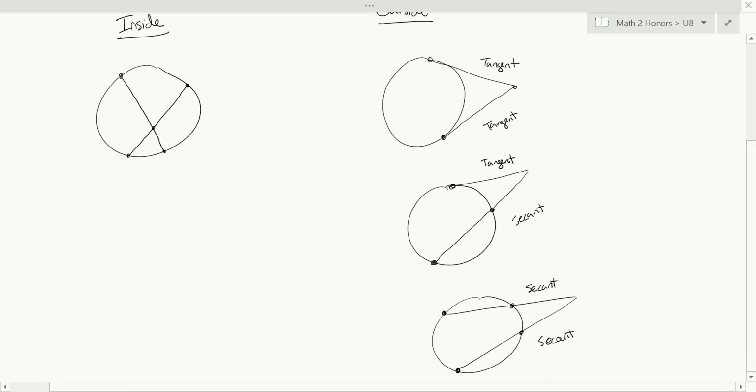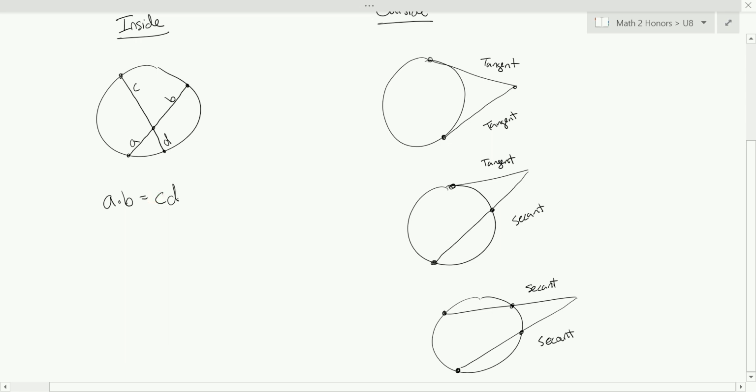And we're going to start with the inside of the circle. So if we have two chords that are crossing at some point, they have a point of intersection, they divide each other into two parts. So one chord gets split into part A and part B, and the other chord would get split into part C and part D. Let's say those are lengths of those chords. There's a relationship between those lengths, and it's actually a nice one. It's A times B is equal to C times D.